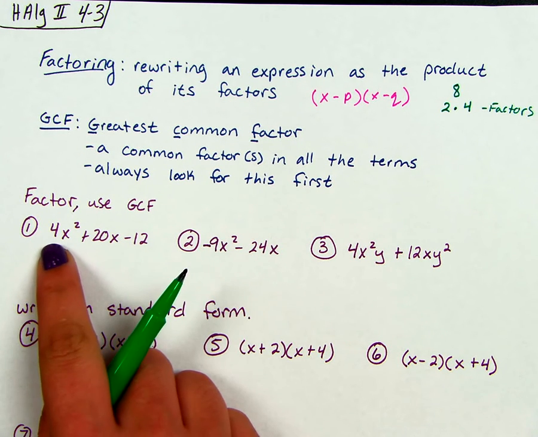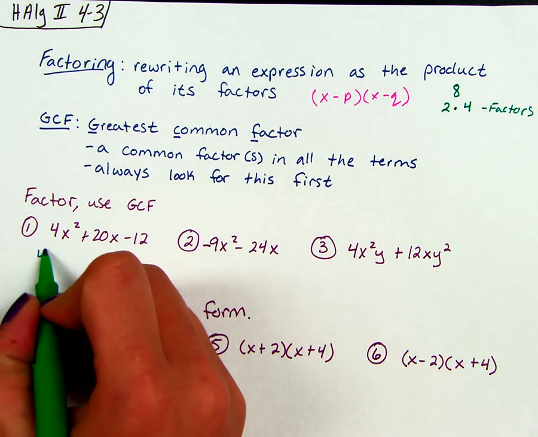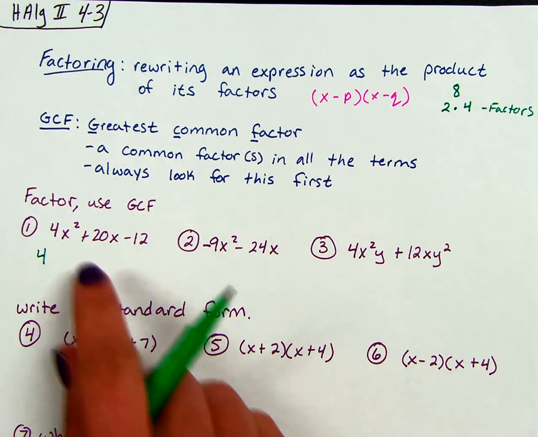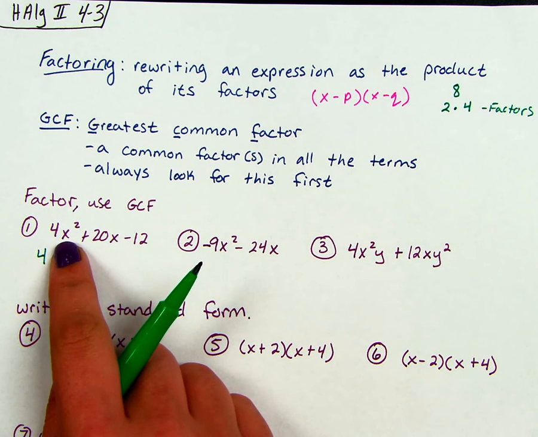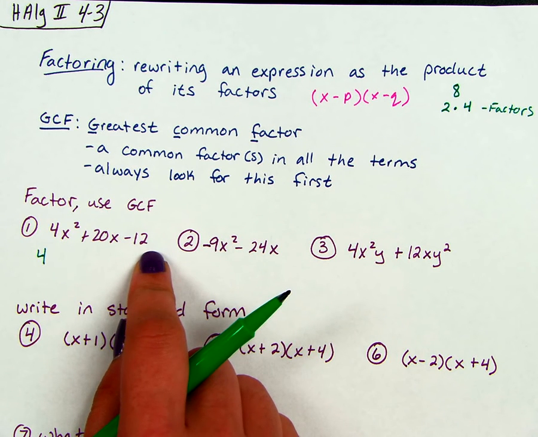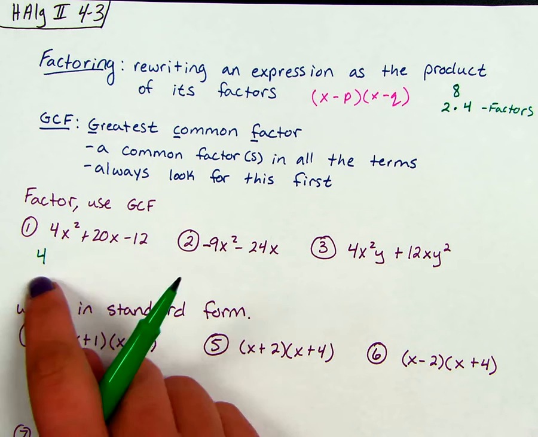So if I'm looking at this between 4, 20, and 12, I can divide 4 out of all of those. And then I would want to look to see if I can factor out a variable. So the first term has 2 x's, the second one has 1 x, but the third one doesn't have any. So I'm not able to take an x out. So the only thing that I can factor out of all 3 of these terms is 4.